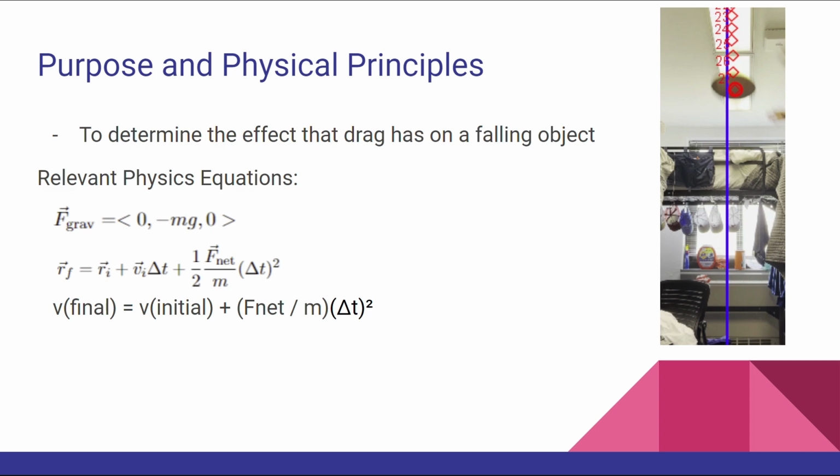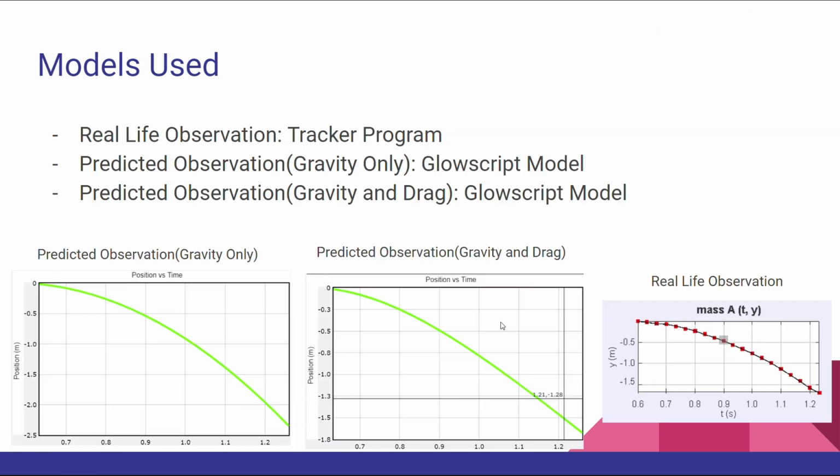In this lab, we're dropping an object from a certain height and seeing how the force of drag affects how it falls. The relevant equations in this lab are going to be the force of gravity, which is obviously just negative mg in the y direction. We're going to be using that kinematic equation to do some position and velocity update equations, and also the other kinematic equation right here.